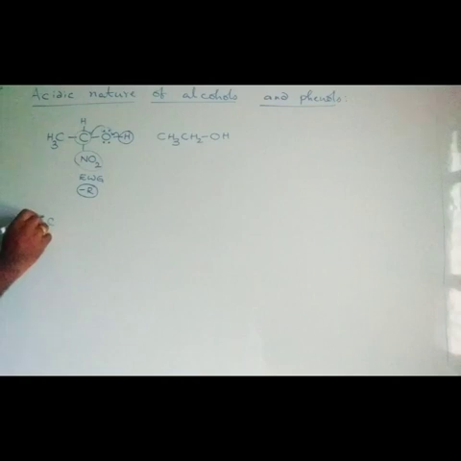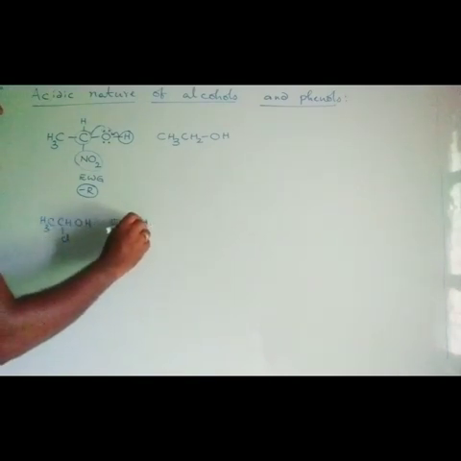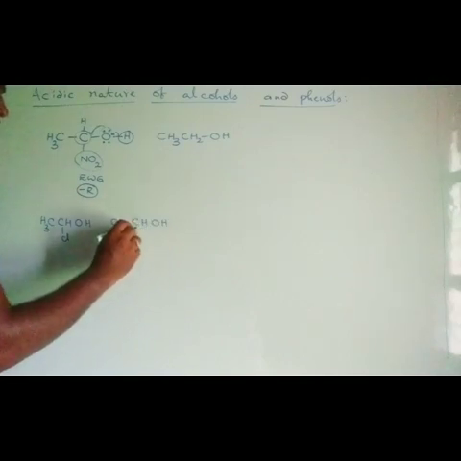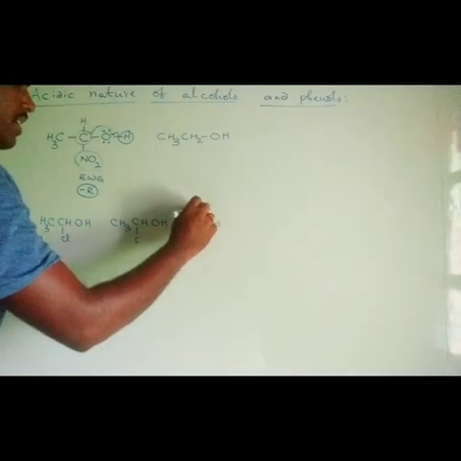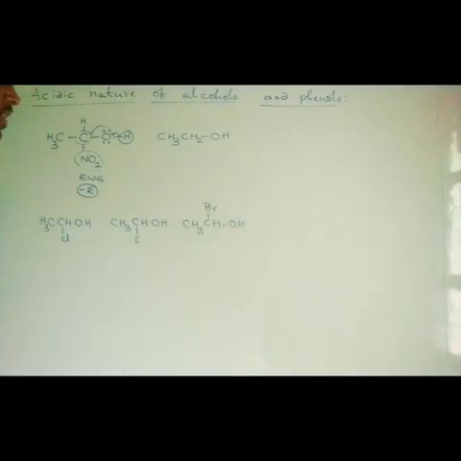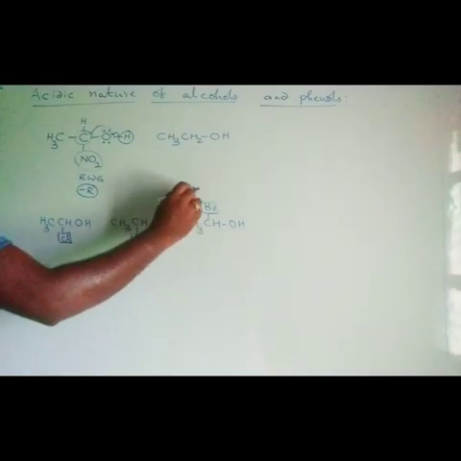Say, for example, if you are given some questions like this: CH3CH(Cl)OH, CH3CH(F)OH, CH3CH(Br)OH. That's chloroethanol, fluoroethanol, bromoethanol. Three compounds are given, and if a question is asked about acidic strength, these halogens linked here act as electron withdrawing groups by showing the minus I effect.